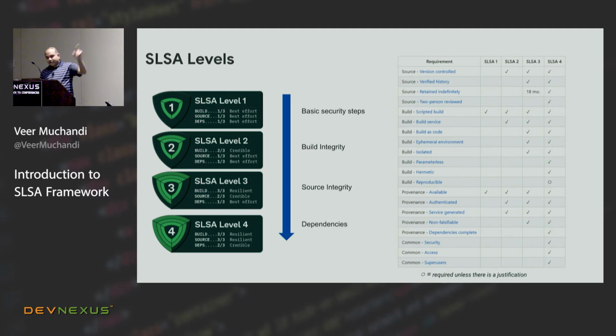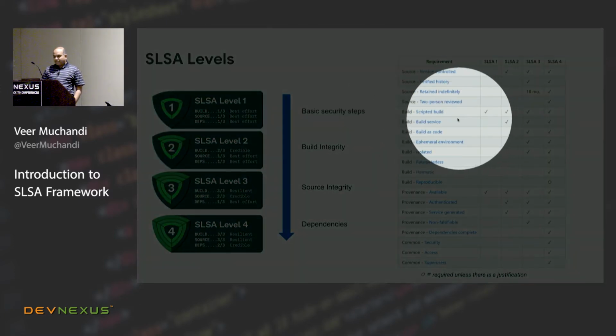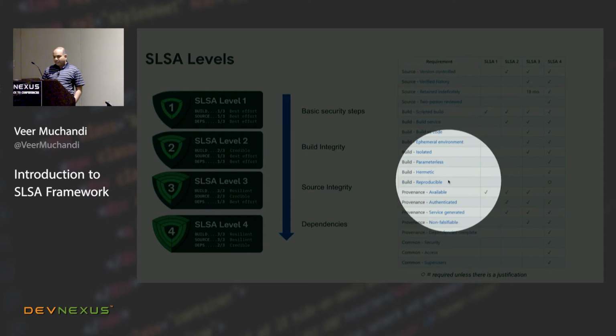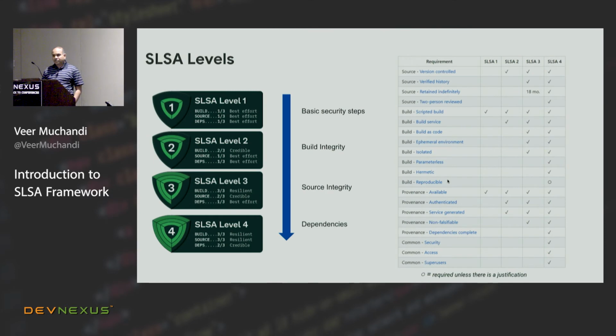Now, the table on the right, it's useful to look at it from what do I need to do in my organization if I want to implement SLSA level 1, level 2, level 3, level 4, right? So look at the table. In SLSA 1, you have scripted builds. If you have scripted builds and you have available provenance, not authenticated, available provenance, then you are at SLSA 1.